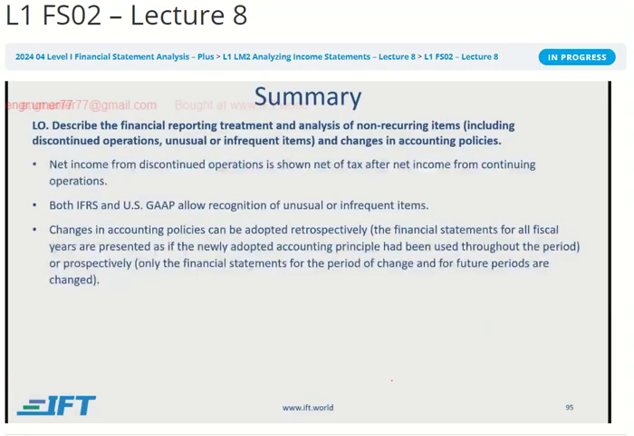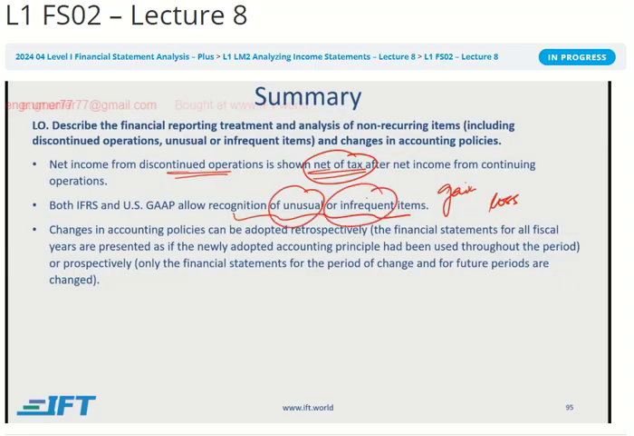Then we talked about income from discontinued operations having to be shown separately, net of tax. The accounting standards do allow you to recognize gains and losses from unusual or infrequent items. However, you have to show them separately, and as an analyst you have to pick up these unusual and infrequent items and check whether they are really that infrequent. Or remember the Indian textile exporter example I gave you, that it is possible that some of these gains or some of these losses could be a recurring item.